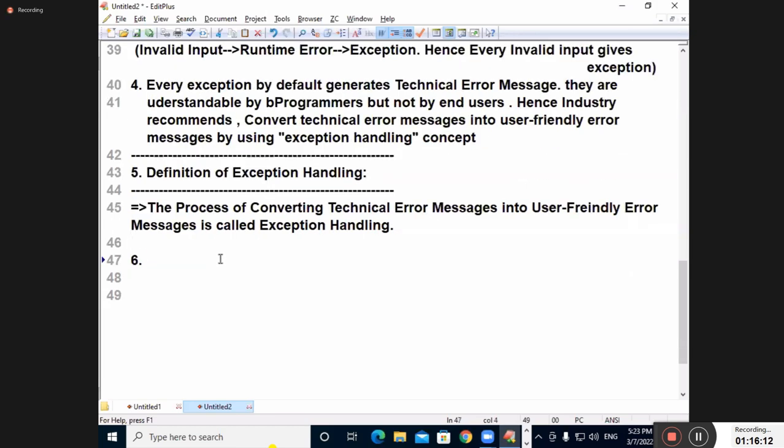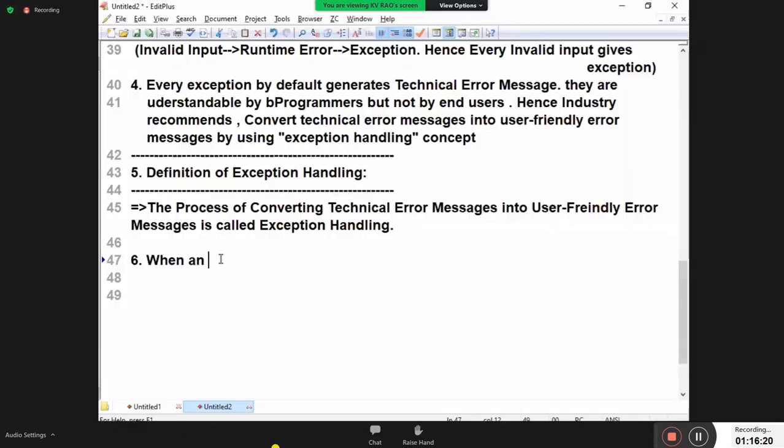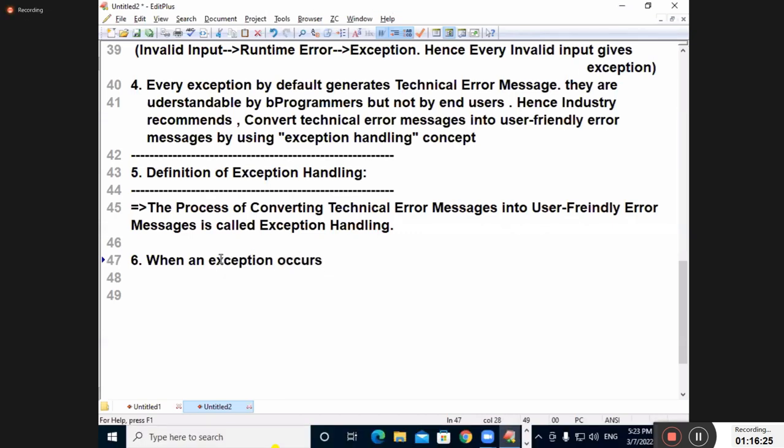In the next, sixth point, I am going to explain. When an exception occurs, internally 3 steps take place. So people will ask a question: what happens when an exception occurs internally? What happens when an exception is occurring?